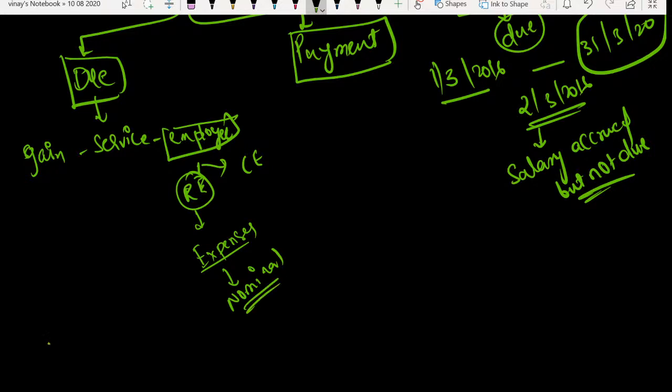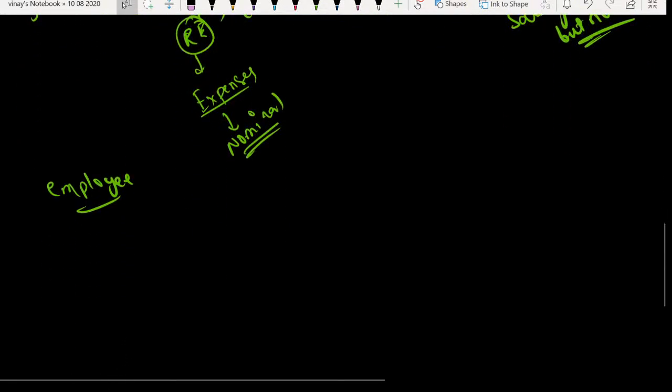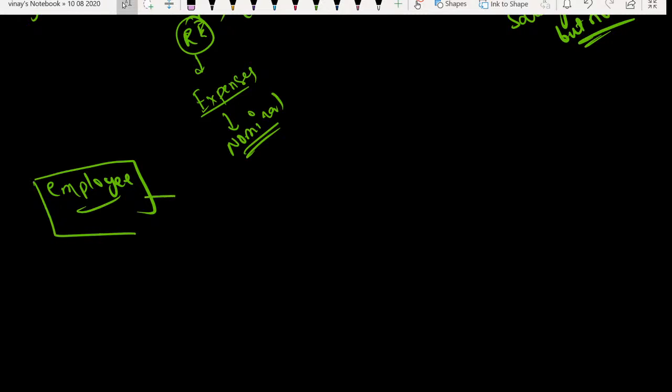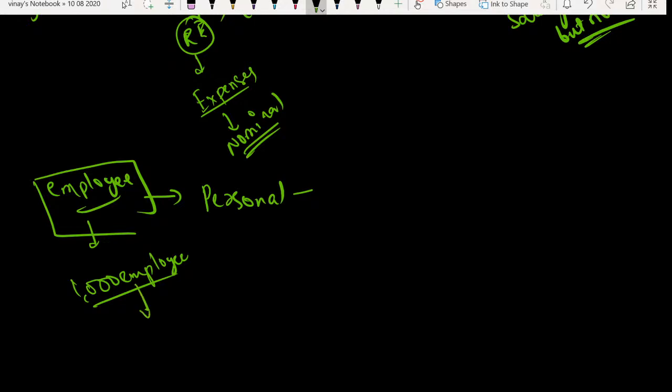The next one is the employees. When it has fallen due, it means that you haven't paid, so your employee has a right on you. So next is the employee's name, which falls under personal account. You can imagine there are thousands of employees in an organization, or at least 10 to 20 employees. So it is not possible for me to write each and every employee's name. So I will write it with another name called outstanding salaries.